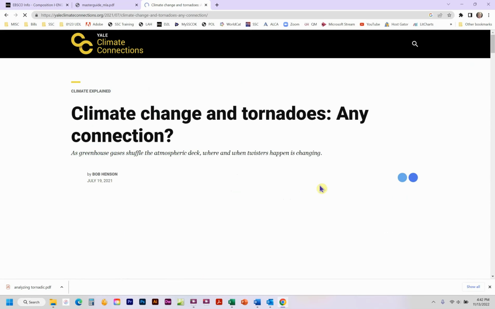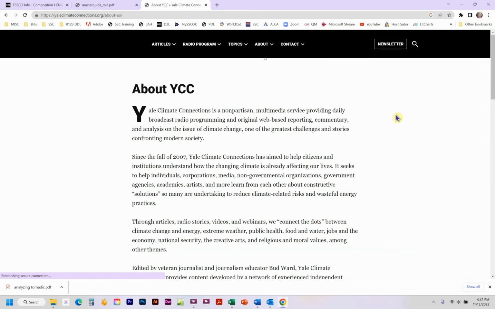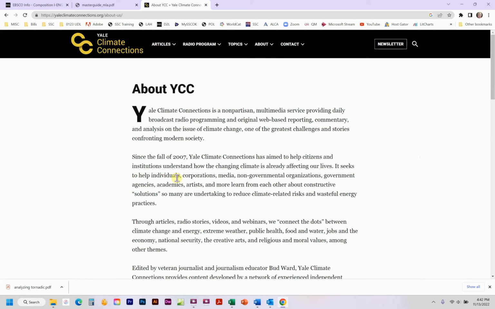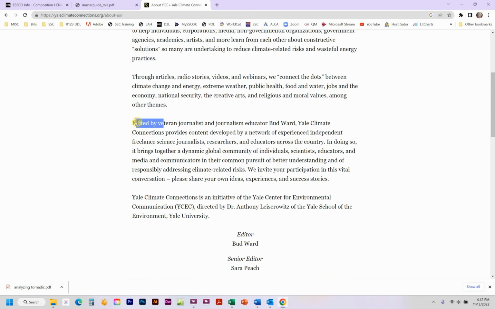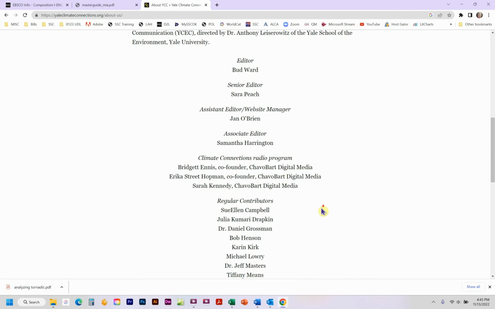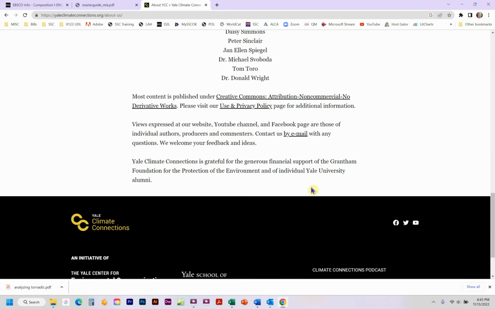Here's Yale Climate Connections. If this is from Yale University, it is a nonpartisan multimedia service providing daily broadcast radio programming and original web-based reporting, right? It seeks to help individuals, media, non-government organizations, government agencies, academics. So that looks good. It's edited by veteran journalist and journalism educator Bud Ward, developed by experienced independent freelance science journalists, researchers, and educators across the country. So this is looking quite good. On the face of it, it looks fine.